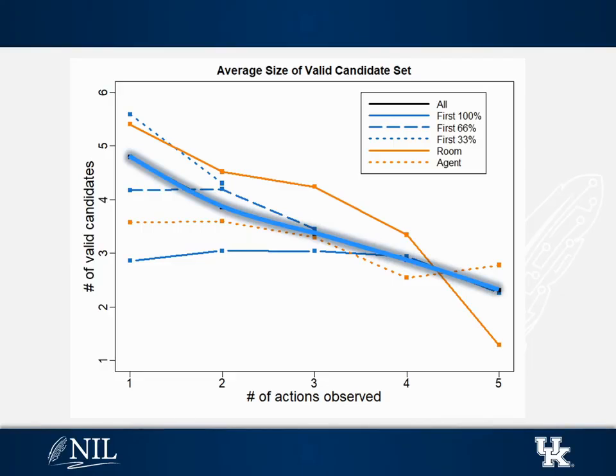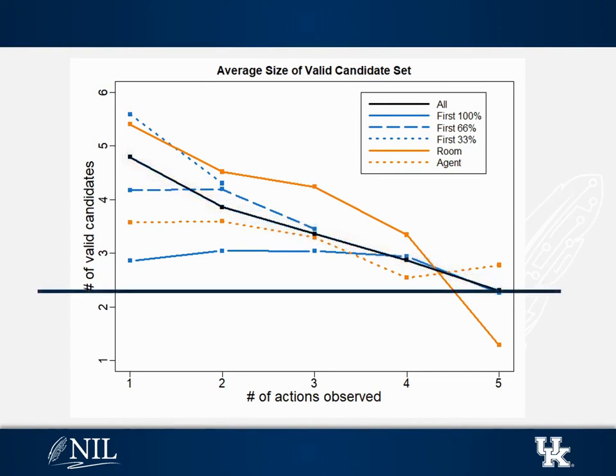All of these lines trend downwards, which is what we were expecting. In other words, as the algorithm has more information to work with, it's able to rule out more sets of beliefs and intentions as reasonable. However, even when the algorithm has all 5 actions to observe, on average, there are still about 2 sets of beliefs and intentions that can be used to explain those actions out of the set of 10.